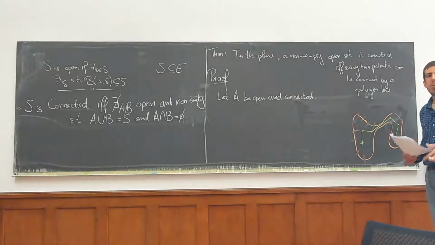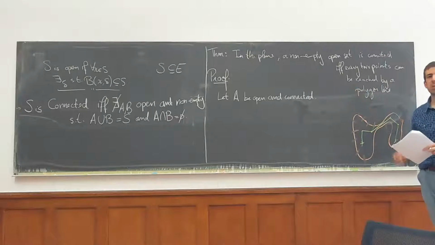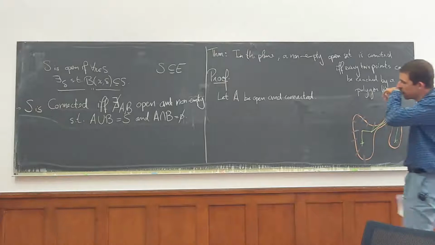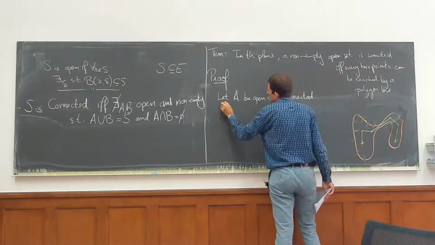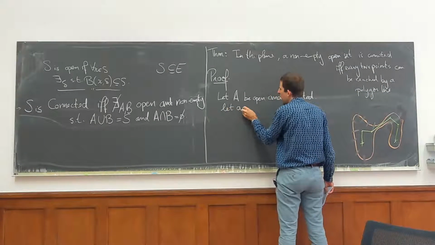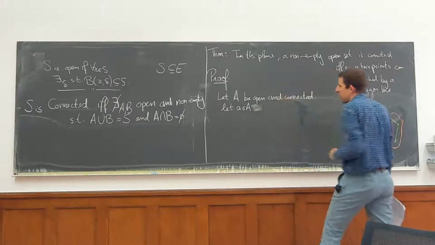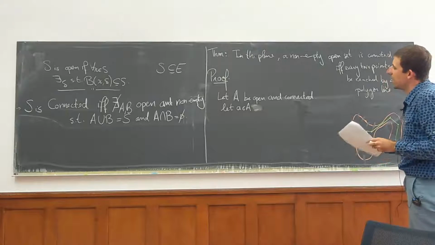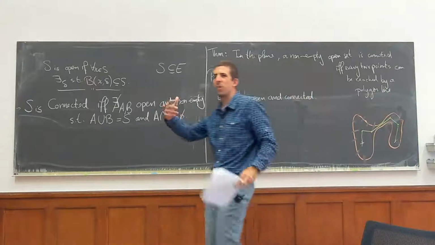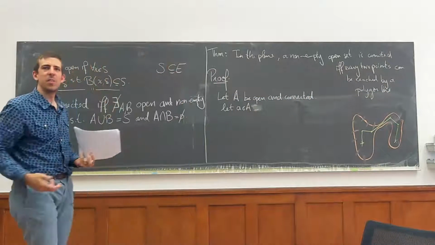Okay? Now we're going to argue that every 2 points can be connected by a polygon line. Okay, so how do we do this? Let little a in A be a point. Now, we have to construct somehow a partition of the set A.